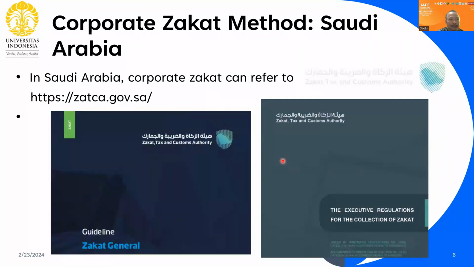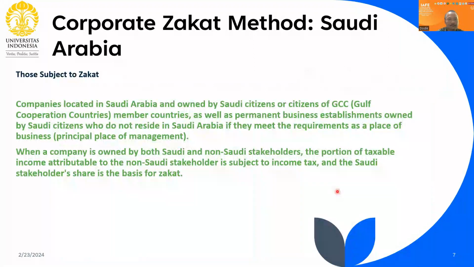Corporate zakat method in Saudi Arabia refers to the ZATCA, Zakat, Tax and Customs Authority. This is the resource on how to calculate the zakat in Saudi Arabia. Those who pay zakat in Saudi Arabia are companies located in Saudi Arabia owned by Saudi citizens or citizens of member countries, as well as permanent business establishments owned by Saudi citizens who do not reside in Saudi Arabia, if they meet the requirements as a place of business. When a company is owned by both Saudi and non-Saudi stakeholders, the portion of taxable income attributable to the non-Saudi stakeholder is subject to income tax, and the Saudi stakeholder is the basis for zakat.